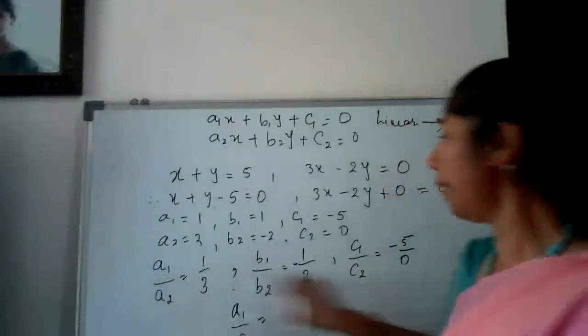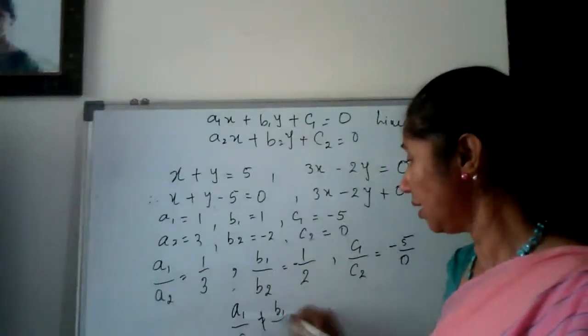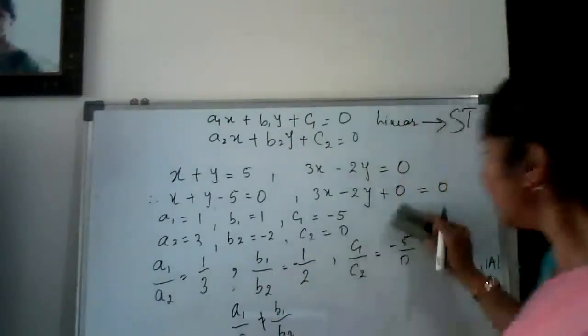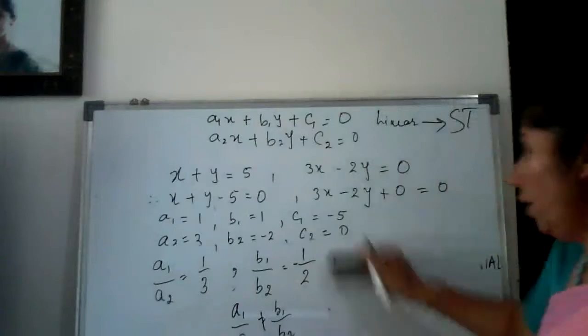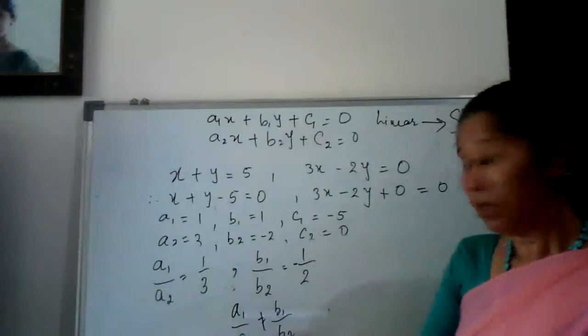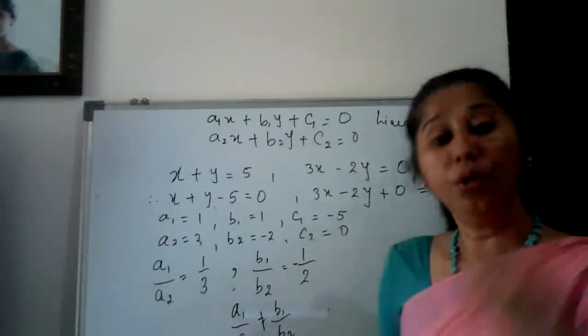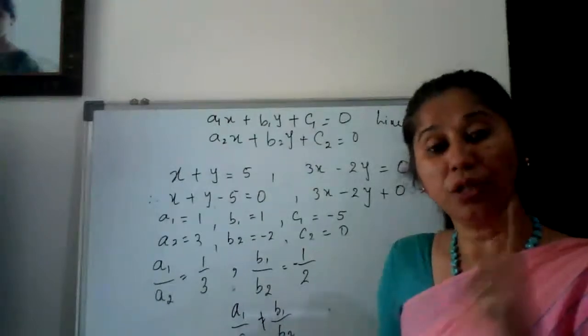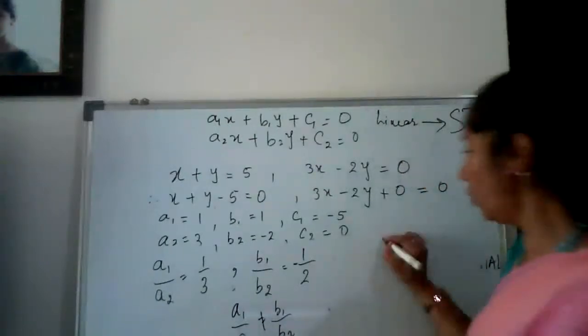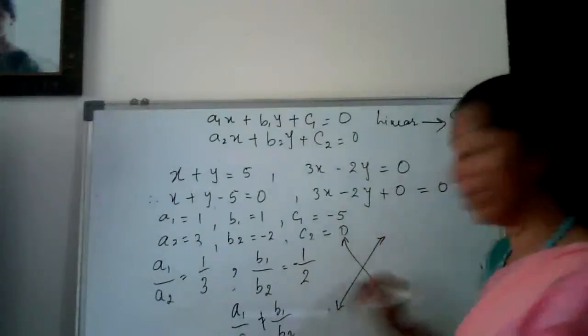What do you say when you compare these two ratios? They are not at all equal, isn't it? So you don't need to consider c1 upon c2 here. Look at these two ratios. Are they coming the same? No. So a1 upon a2 is not equal to b1 upon b2. In this condition, we get a unique solution. Means what would be the graph? What kind of graph do you get? It would always be intersecting lines.